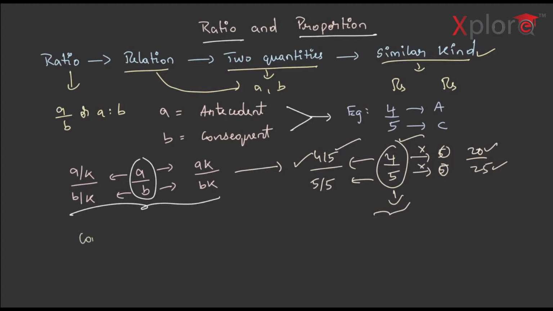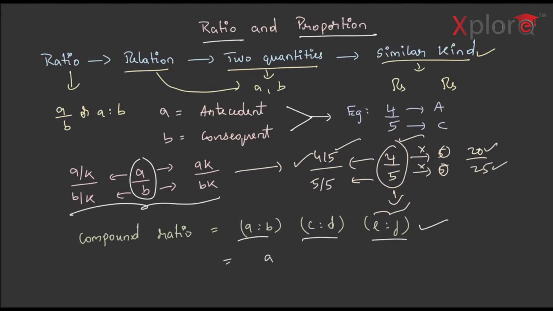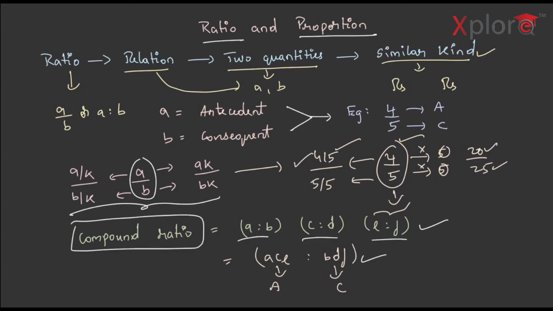Let's understand the concept of compound ratio. Suppose there are 3 ratios given, A:B, C:D and E:F respectively. In order to find the compound ratio of these 3 ratios, we need to find the product of antecedents to that of consequents. Here A into C into E is the product of antecedents and B, D, F is the product of consequents. So by using this formula, we can find the compound ratio.